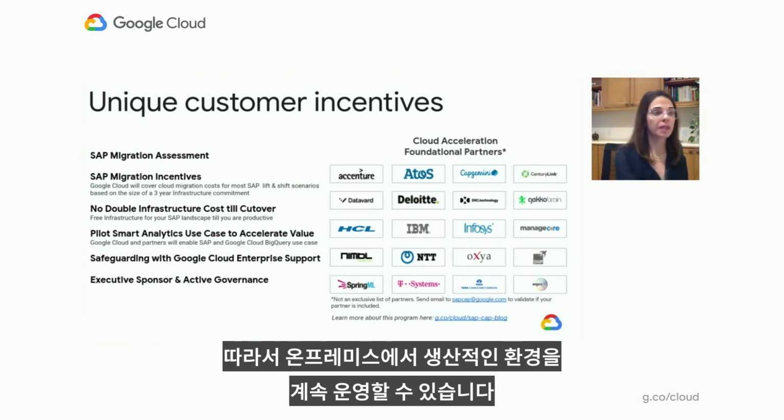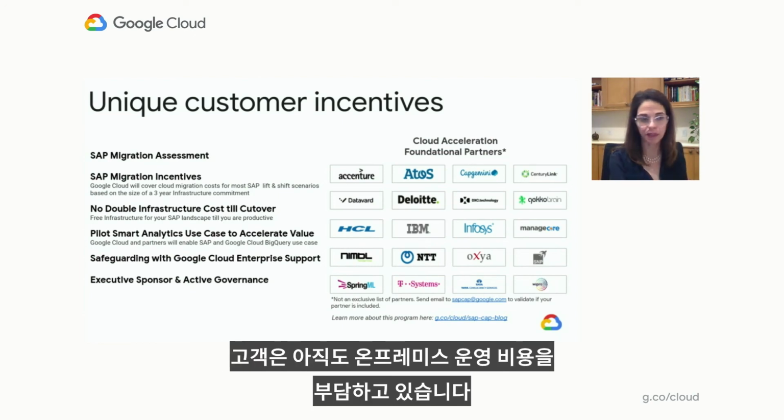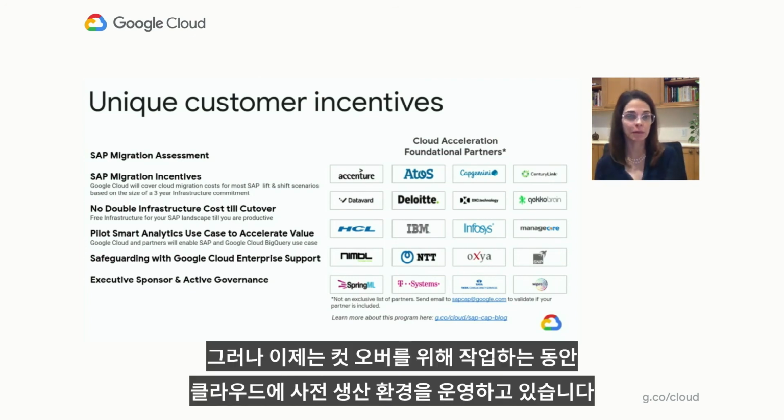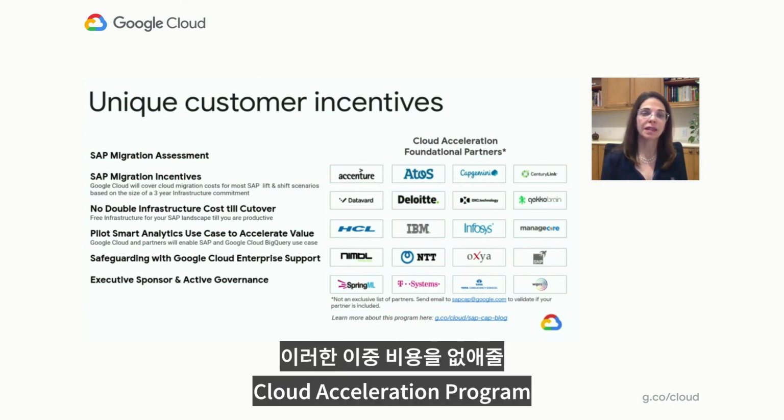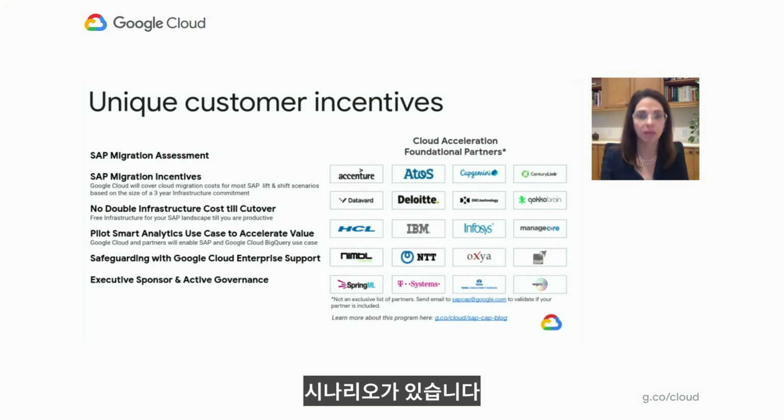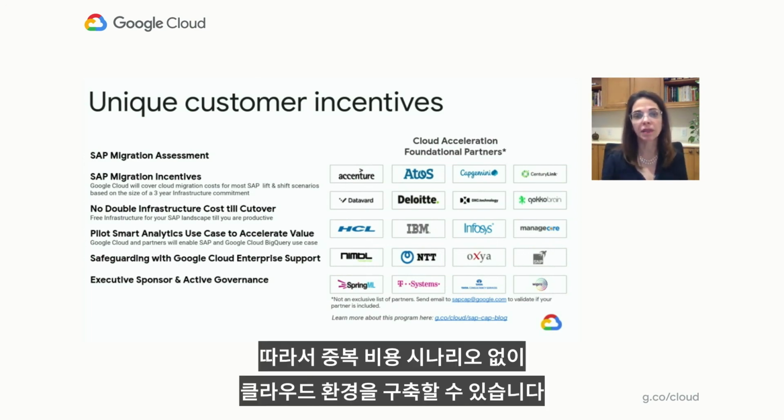So you've got your productive environment on-prem, possibly, still running, you're still paying for it, but now you've got your pre-productive environment on the cloud while you're working toward cutover. We have a scenario with the Cloud Acceleration Program that we will eliminate those double costs for you, so you can get to the cloud without that duplicative cost scenario.